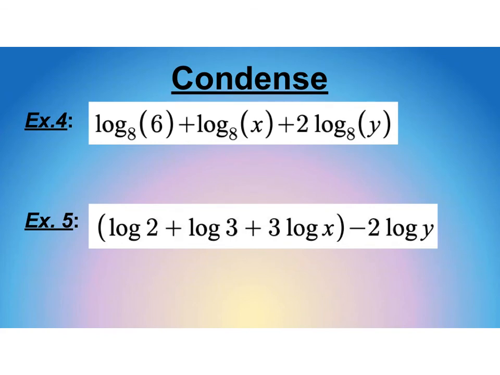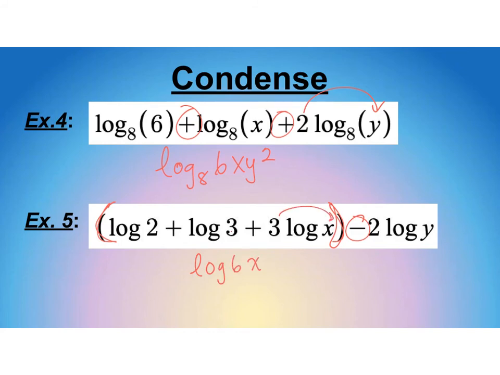Let's condense. So I see some addition, so that's going to become multiplication. So this becomes log, keep the same base, 8 of 6 times x. This 2 goes up to be an exponent, y squared. In example 5, this is the whole numerator. This is all addition, which becomes multiplication. The subtraction sign means division. So I'm going to do log 2 times 3 is 6. This 3 becomes an exponent. And then just under the 6, not the whole log word, I'm going to divide by y squared.